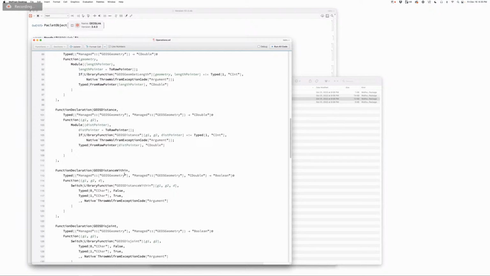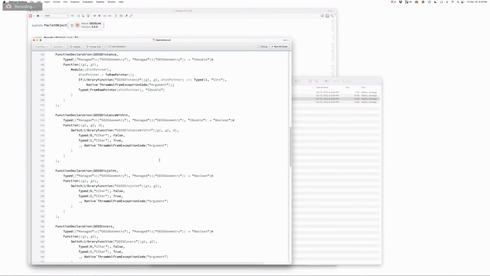This is a managed GEOS geometry type and a C double mapping to a Boolean, and this is now what that function actually is, the function GEOS distance within, how that's defined. But what's important here is that this function declaration tells you how to map all these things into the actual raw C types of the library.